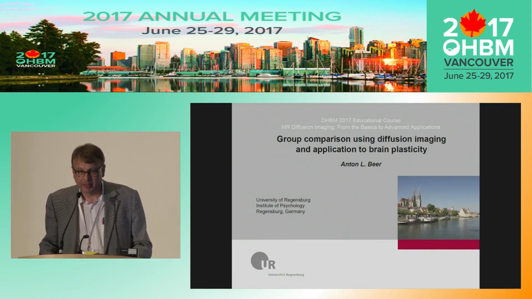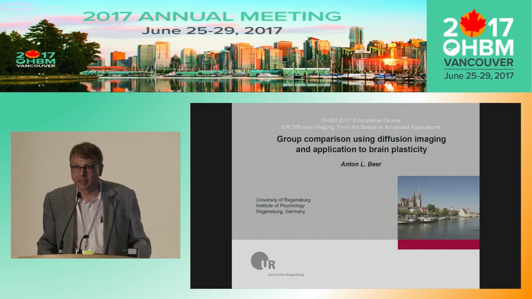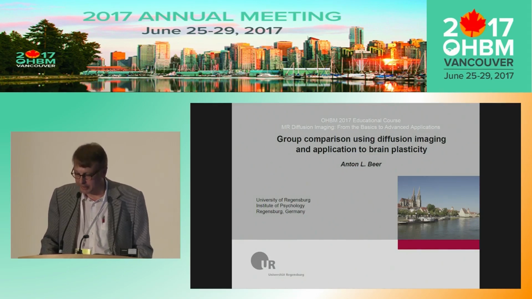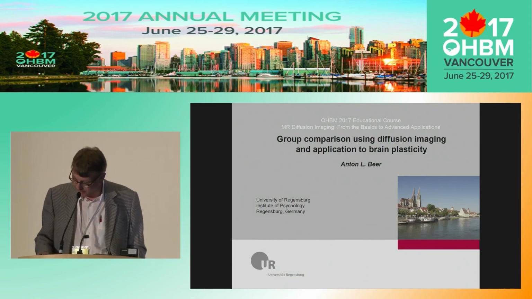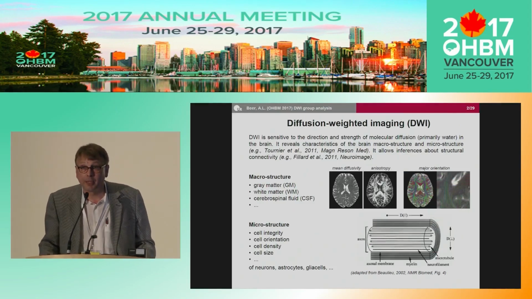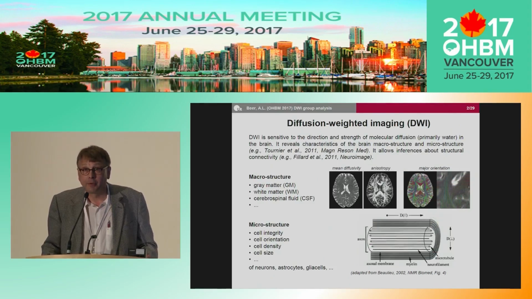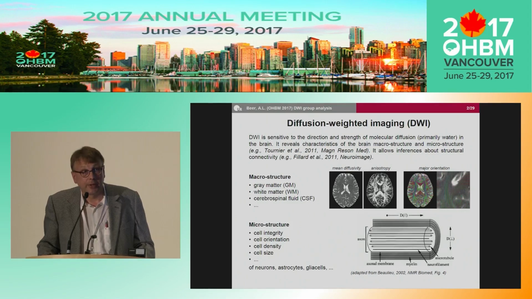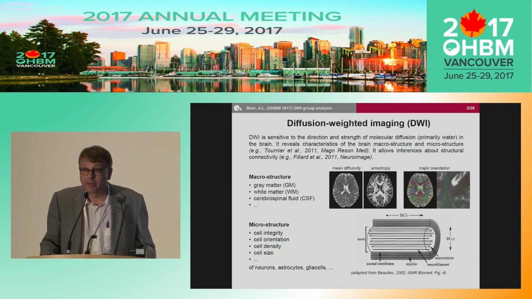As Alfred already mentioned, it's more on an applied side, less physics, and also more about real analysis of diffusion weighted imaging. We already know from this morning that diffusion weighted imaging can be applied basically for examining two types of questions. One is it gives us inferences about the brain microstructure, the cell size, integrity, composition, and so forth. And another thing is that it gives us the opportunity to examine the structural connectivity of the brain by fiber tracking.